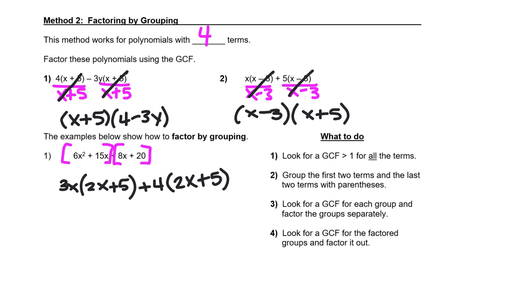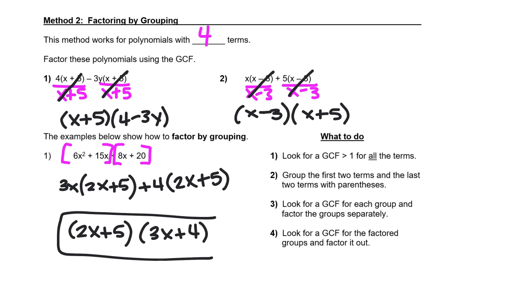Now notice this looks really similar to questions 1 and 2. Both of these have a factor of 2x plus 5. So what I'm going to do next is factor out the 2x plus 5. And if we factored that out, it would cancel out the 2x plus 5 in each, and all we would be left with is the 3x plus 4 from out front. So our 2 factors for this example are 2x plus 5 and 3x plus 4. If we multiplied these together and distributed, we would end up back at that original 4-term polynomial.